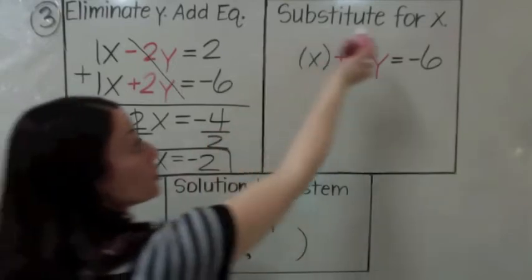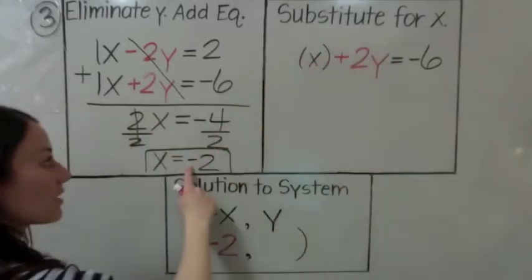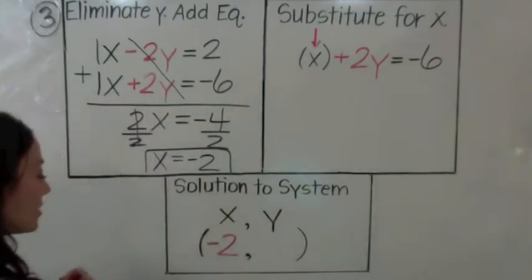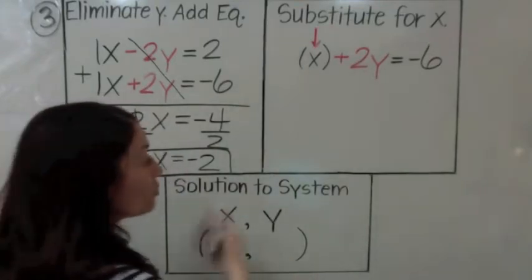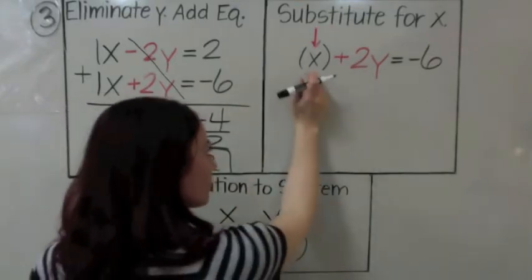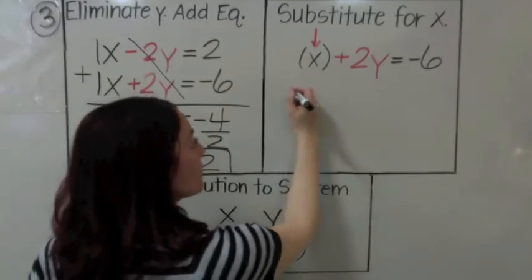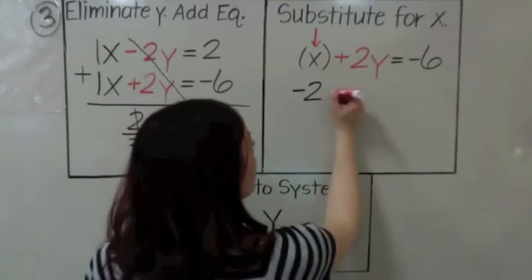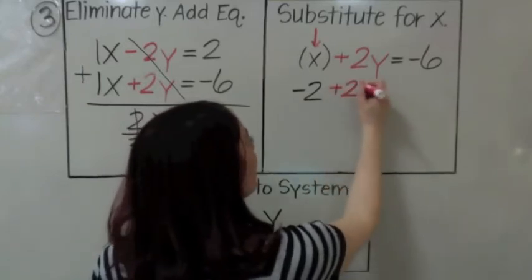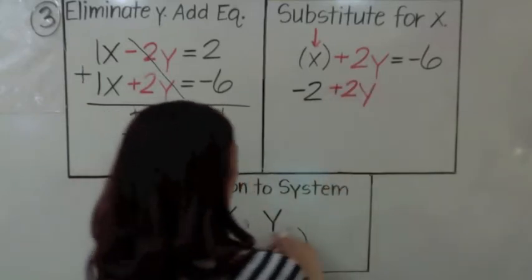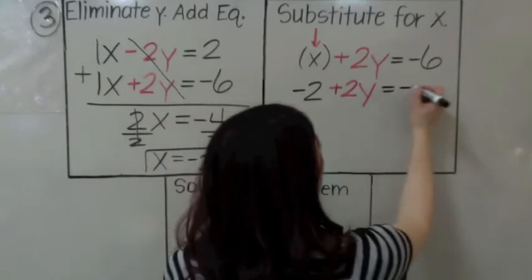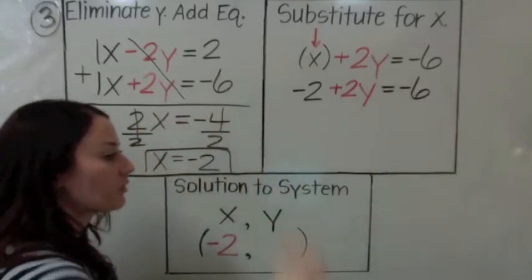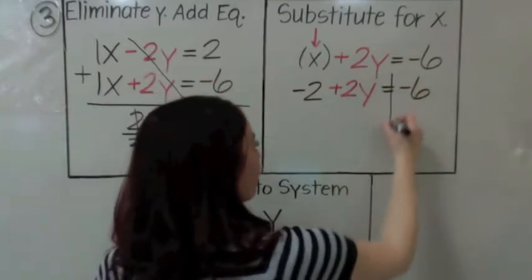Now we substitute for x. What is x? X is -2. And there are some parentheses around it, but you don't need to keep the parentheses. What are we putting in the place of x? -2. Then we're going to rewrite the equation, and now we have to solve for y. So -2 plus 2y equals -6. How do we solve this equation? First make a t.